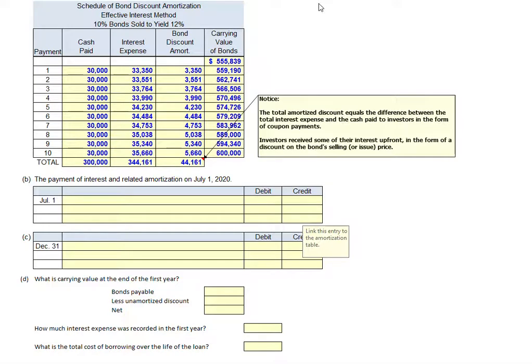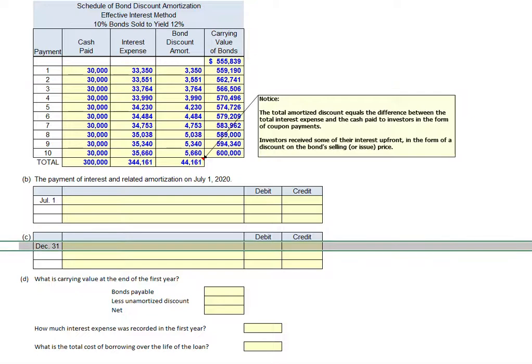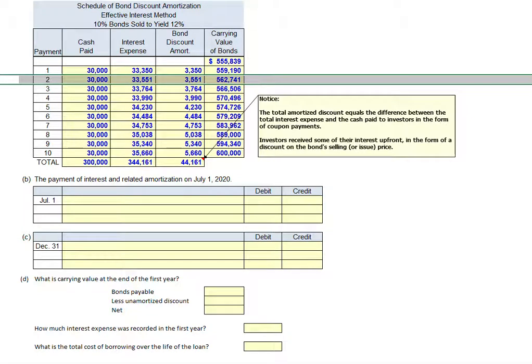Let's take a look at the payment of interest and related amortization on July 1st, 2020, as well as our year-end entry on December 31st. We'll take our first entry for July 1 from the first row of our amortization table. The entries for December 31st will come from the second row of our amortization table.